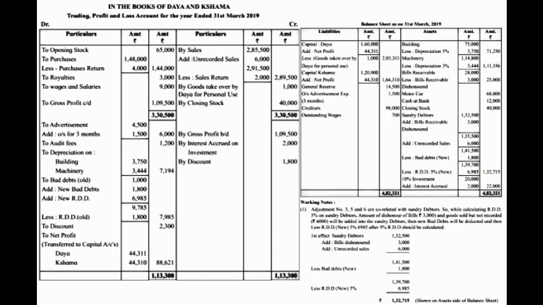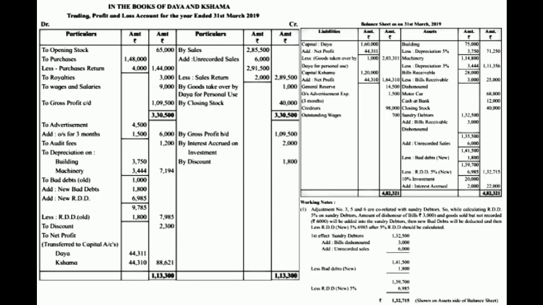The third adjustment is bill receivable includes a dishonored bill of 3,000. First of all, bill receivable means it's related to the sundry debtor. We had received the bill from the debtor earlier. Now dishonor means that he is not going to pay the amount. The debtor is a customer to whom we sold goods on credit, so he had to pay back the amount. But he is not paying the amount, that is called dishonor of the bill.